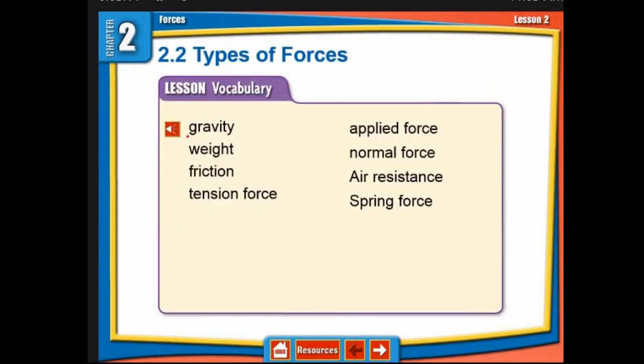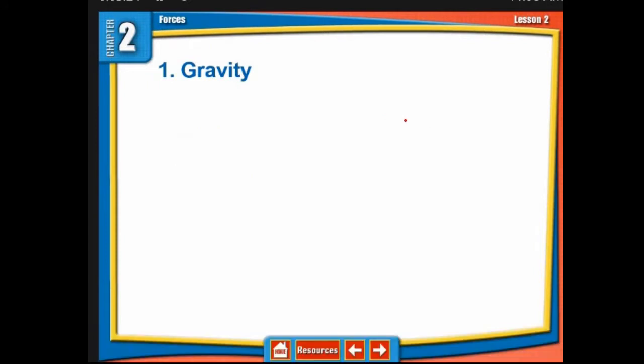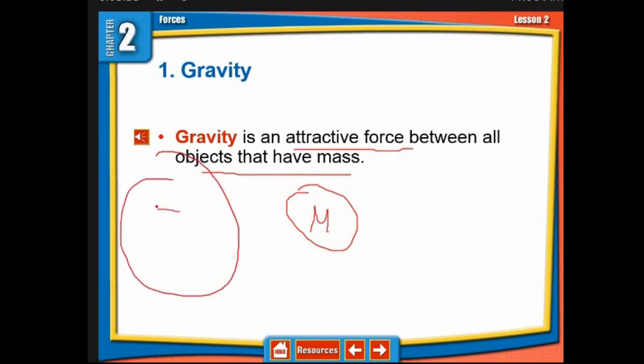So we have here the different types of forces. We have gravity, weight, friction, tension force, applied force, normal force, air resistance, and spring force. Now let's start with gravity. Gravity is an attractive force between all objects that have mass. Let's say, for example, we have here the moon and the earth. They both have masses, so they are attracted to one another.